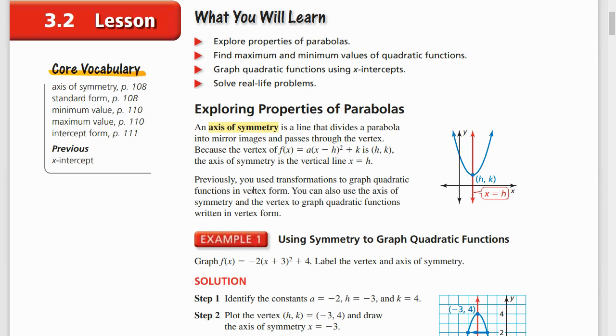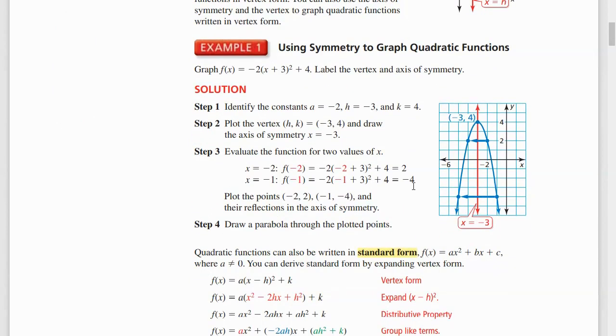And so looking at example 1, we have a parabola that is in vertex form, and it says to graph it, label the vertex, and the axis of symmetry. So here we know that this thing opens down. We know that the a is -2, so it opens down. It's a little bit more wide than the parent. And then the h, remember, is -3. It's the opposite of what you see in the parenthesis. And then the k is 4. So that means my vertex is located at (-3, 4).